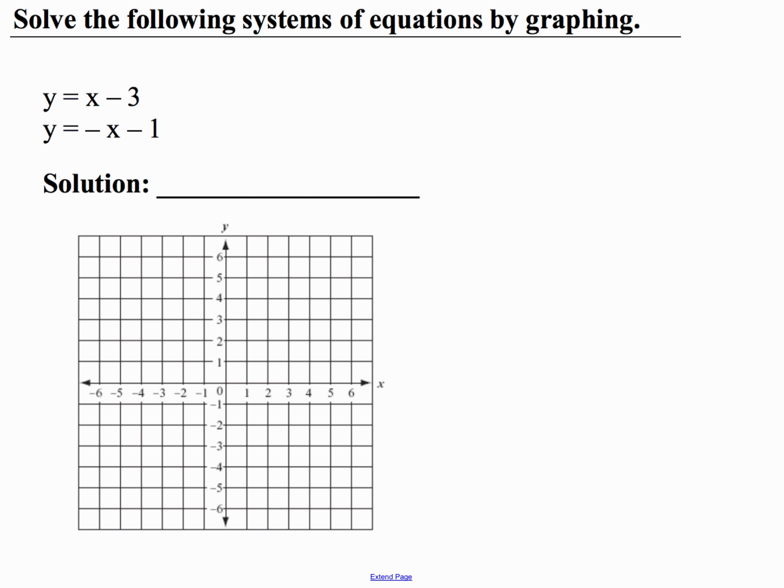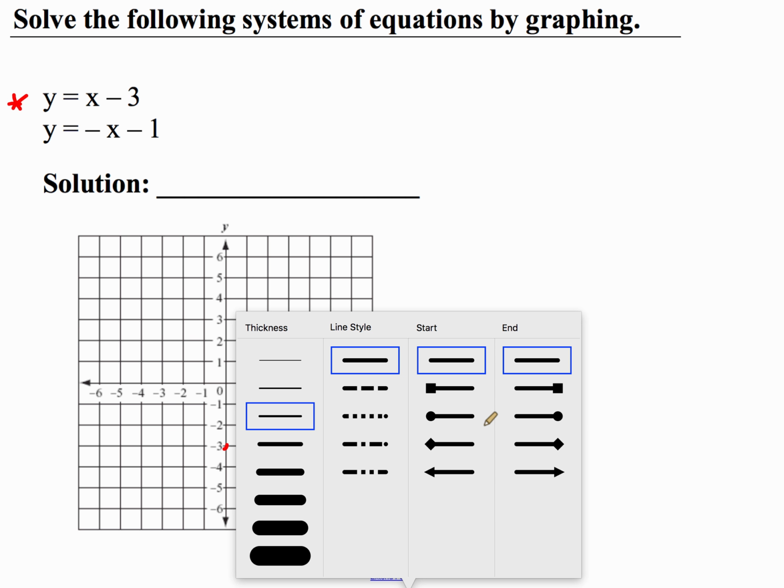Luckily for me, in this example, both are solved for y already, so I can just go ahead and start graphing. I'm going to start doing the first problem in red, y equals x minus 3. Start with my y-intercept at negative 3, put a point there. And then my slope would be 1 over 1. So I'm going to go up 1 over 1 and put a point, up 1 over 1 and put a point, up 1 over 1 and put a point.